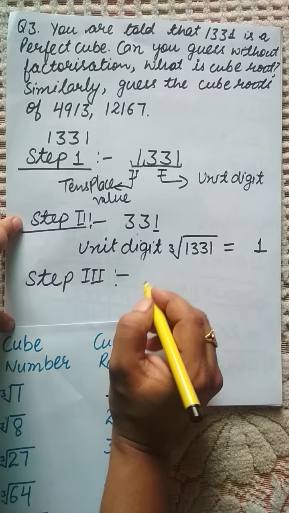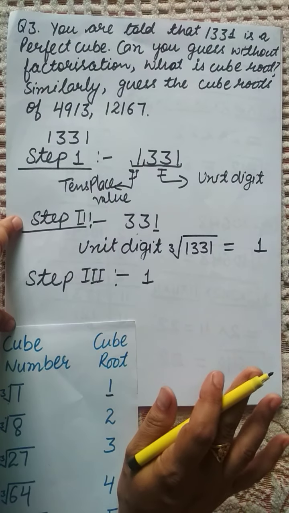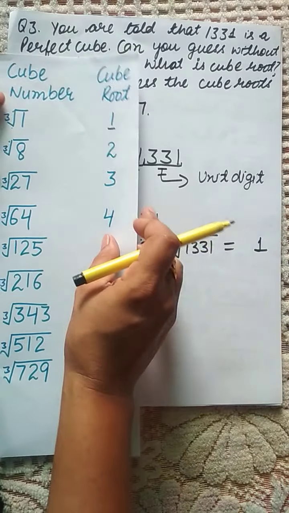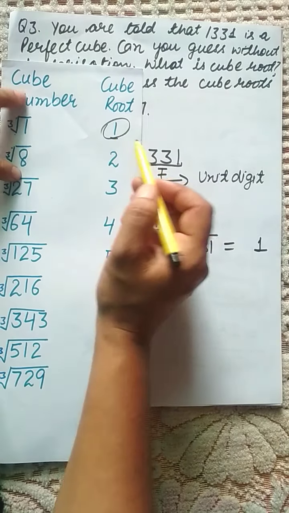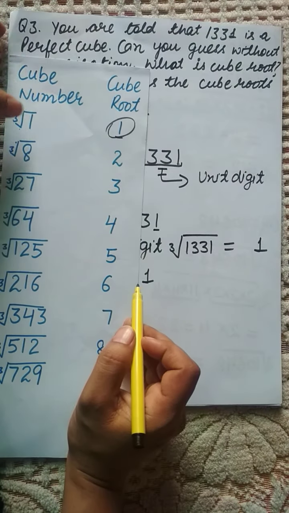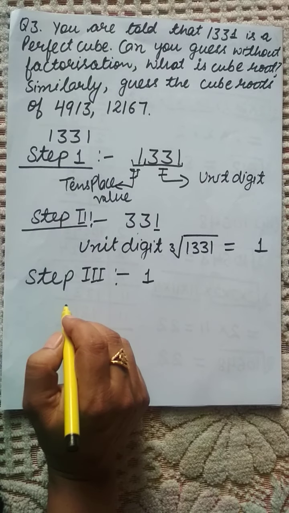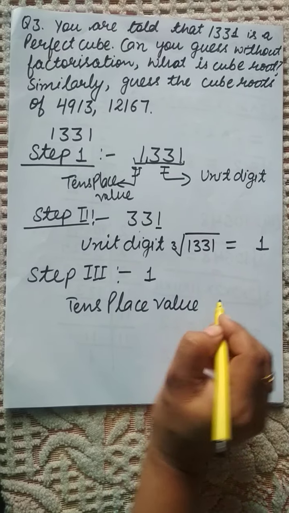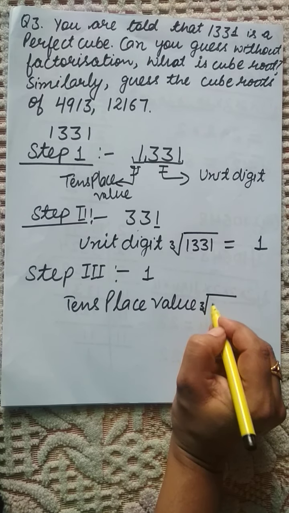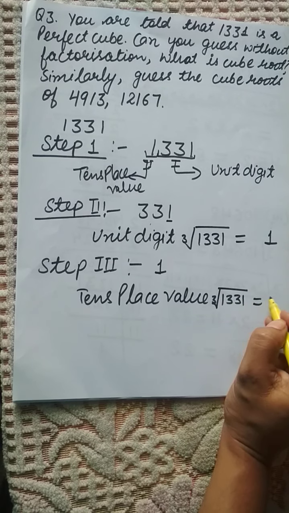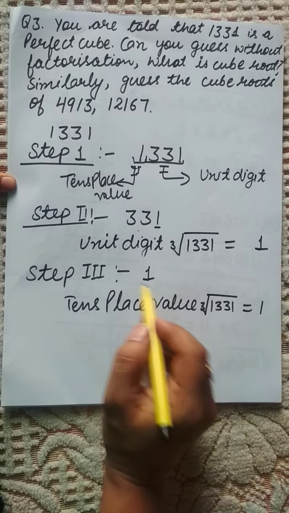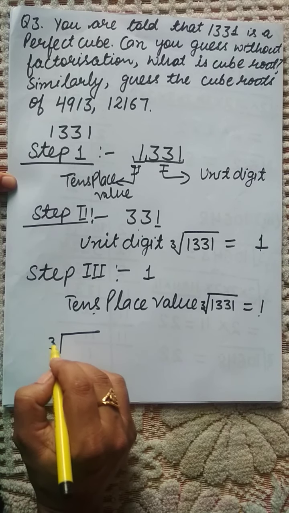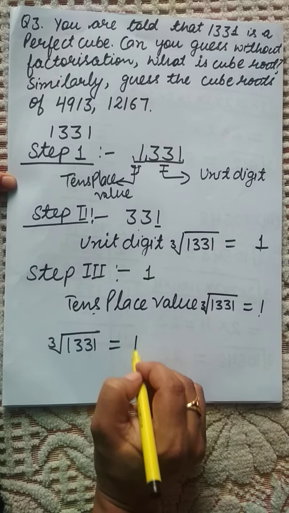For step number 3, I have the group as 1. Now I will identify where this number is lying. As I have the chart here, 1 is here. So the cube root of 1 is 1. So the tens place value of cube root of 1331 is equal to 1. Students, you can write from here, unit digit is 1, tens place is 1. So we can say that the cube root of 1331 is equal to 11.